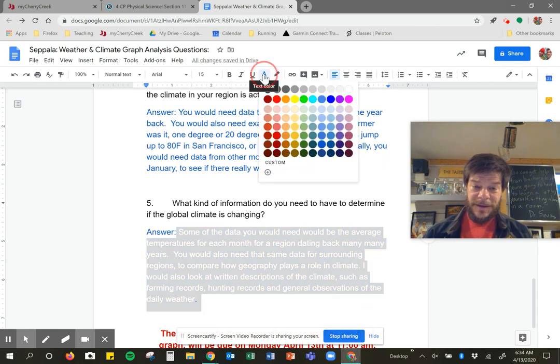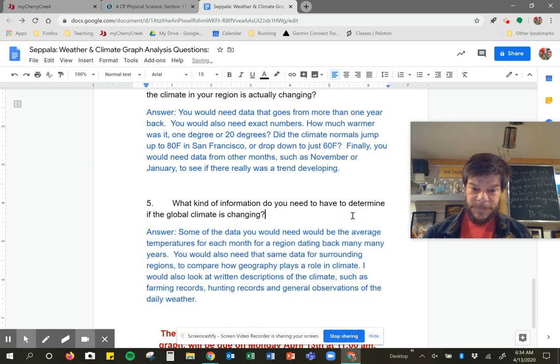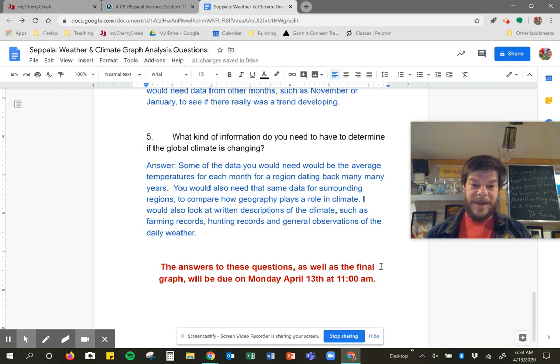This is kind of like Question 4. Some of the data you would need would be average temperatures dating back many, many years. You would also probably need data in surrounding areas, maybe what's going on in Los Angeles, maybe what's going on in Portland, Oregon, maybe what's going on in Las Vegas.